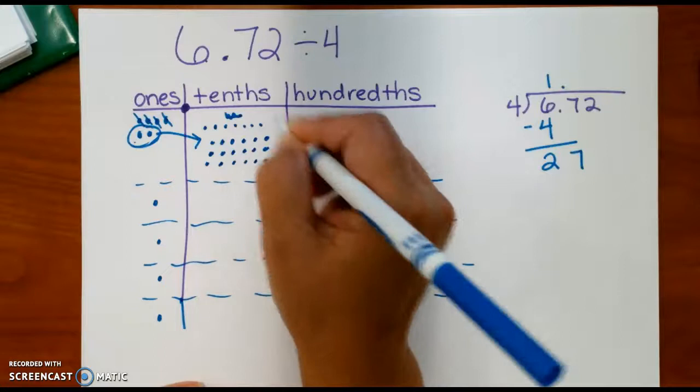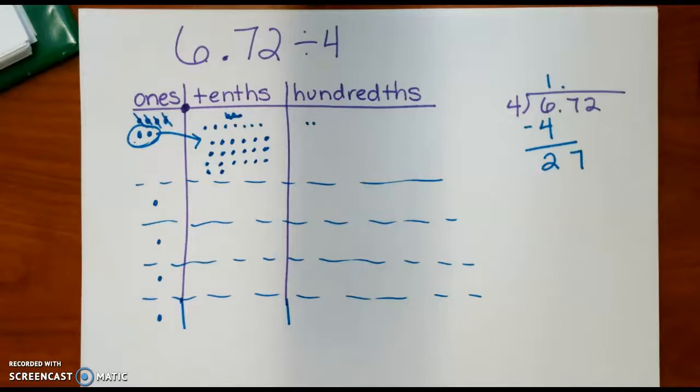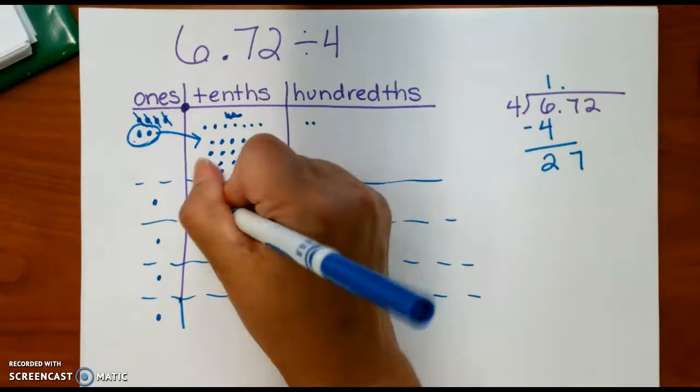One, two, three, four, five, six, that's 18, 19, 20. So I had 7, and I'm bringing my 2 ones over and exchanging them for 20 tenths. Now I'm going to split up my 27 tenths into 4 groups. So 1, 2, 3, 4.